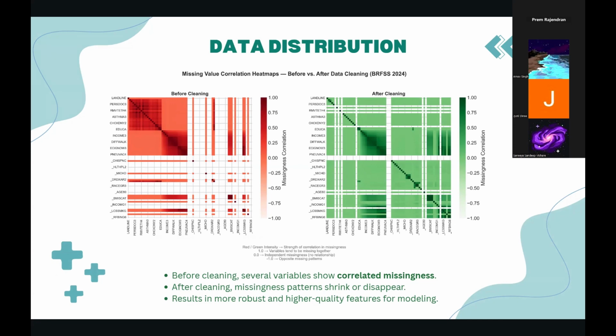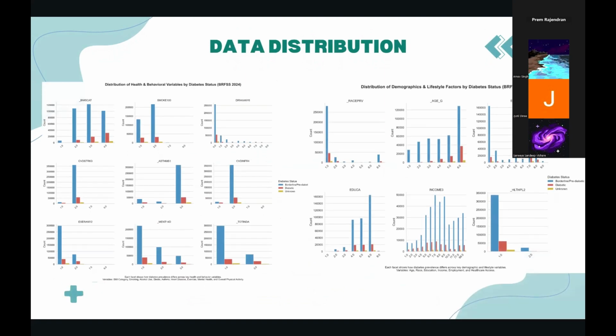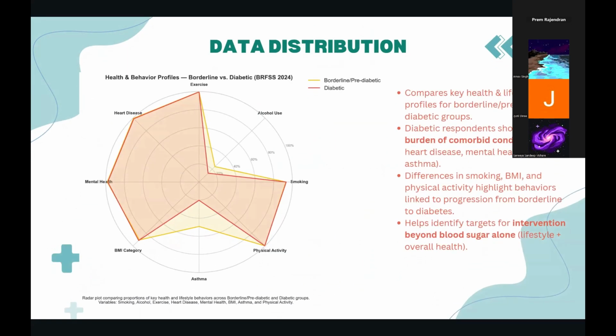Then we explored how diabetes relates to demographics and lifestyle factors in these two graphs. The patterns were very clear. Diabetes is more common in older age groups, in people with lower income or education, and in those who report poorer overall health. These trends line up with what we expect medically. In the last plot, we are showing that people with diabetes show a higher burden of other issues like heart disease, asthma, mental health challenges, higher BMI, and lower physical activity. So this isn't just about blood sugar, it's tied to broader lifestyle and overall health.